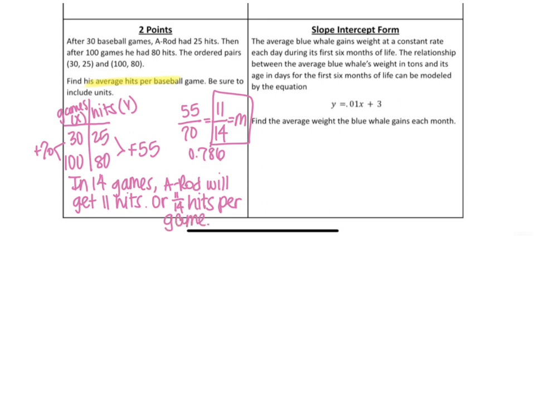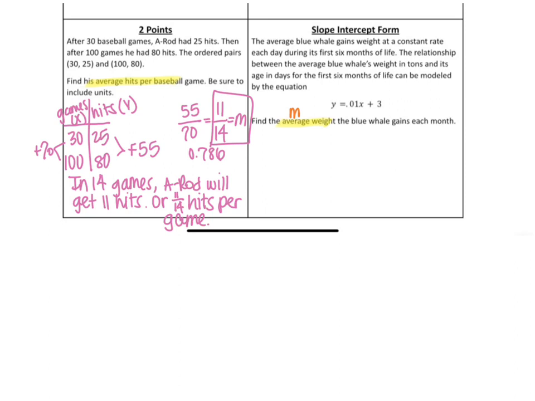Let's look at this last one. The average blue whale gains weight at a constant rate each day during its first 6 months of life. The relationship between the average blue whale's weight in tons and its age in days for the first 6 months of life can be modeled by the equation y equals 0.01x plus 3. Find the average weight the blue whale gains each month. Now, when we're looking at average weight, we're again looking for, okay, how much is he growing per month? We're looking to find my slope.